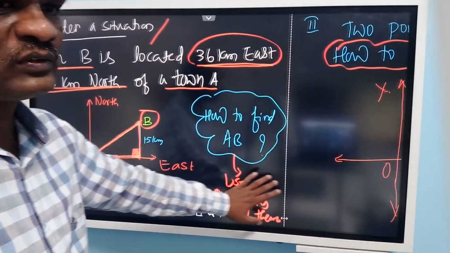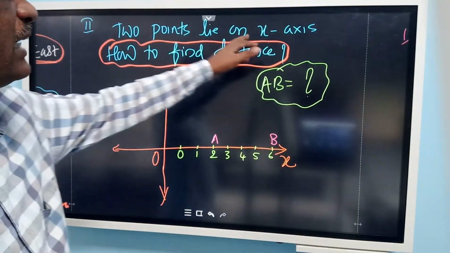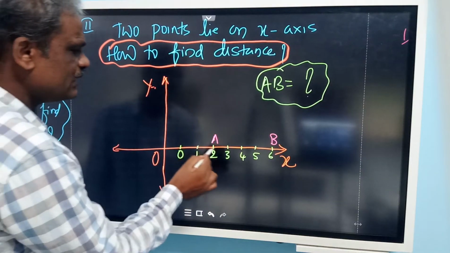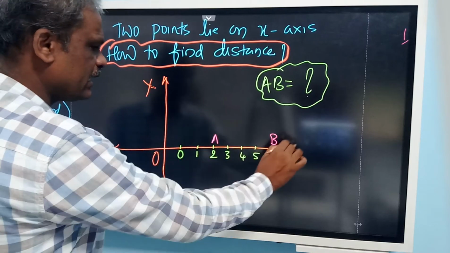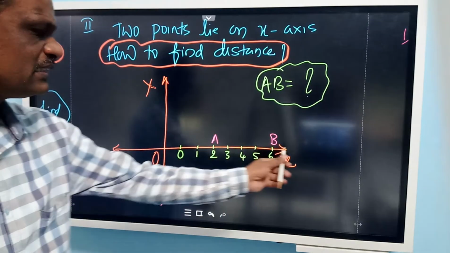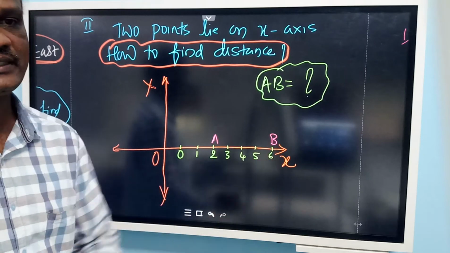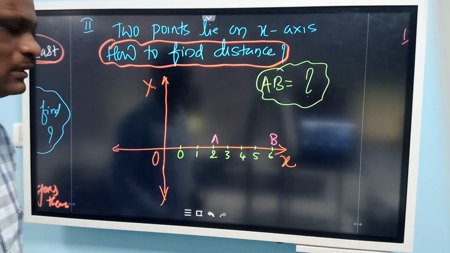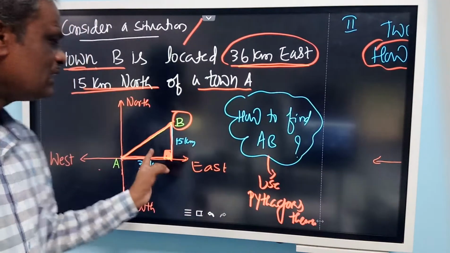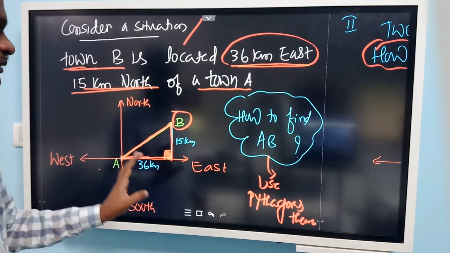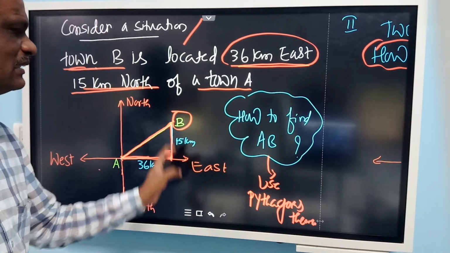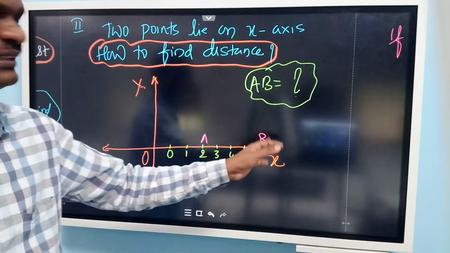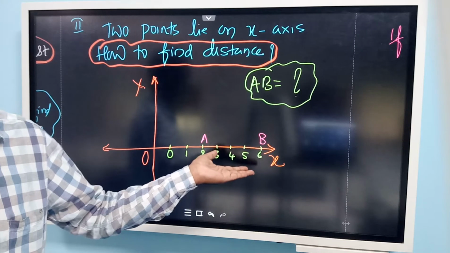Okay, now I will take another situation. Two points lie on the x-axis now. How to find the distance now? Here is point A and here is point B. Both are on the x-axis only. Point A is also on the x-axis, point B also on the x-axis. How to find the distance between these 2 points? It's a straight line, all in a straight line on the x-axis. But here it was not like that. B is somewhere and A is here. We know horizontal distance and vertical distance we found out. The case 2, second situation, both are in the same direction along the x-axis only.